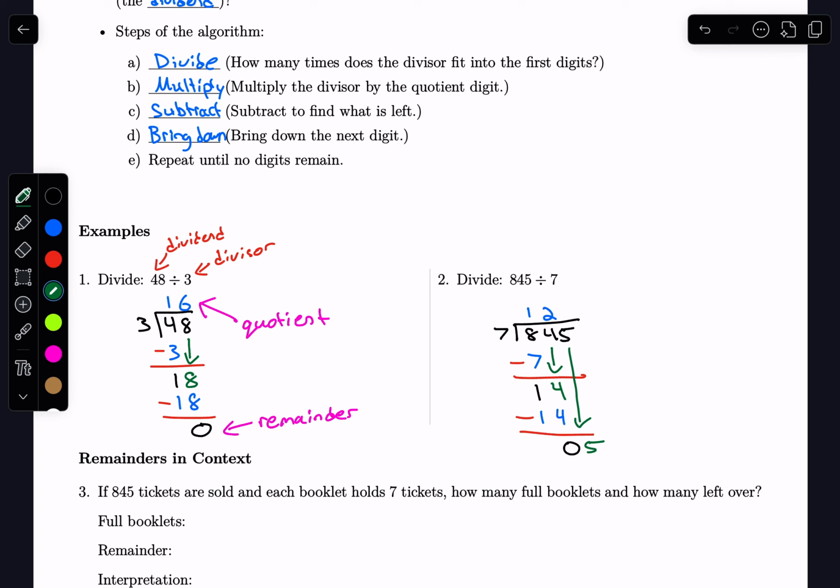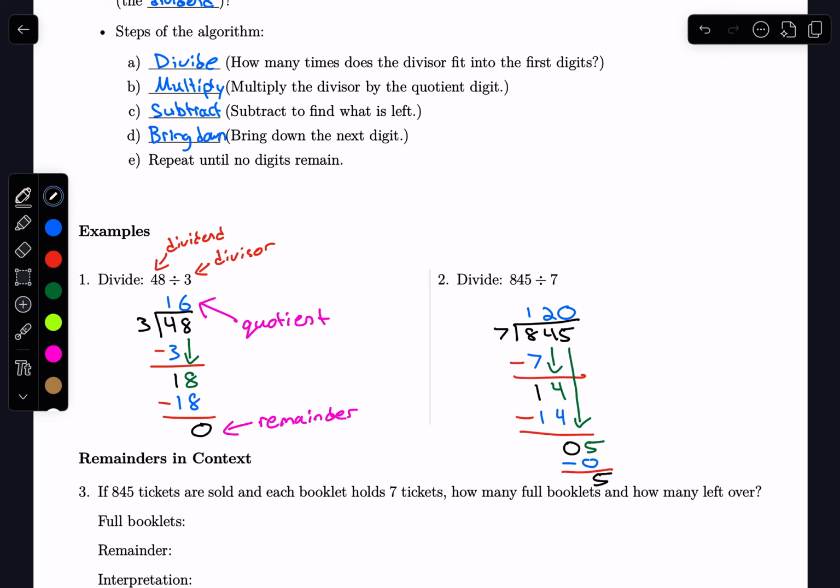Now, because there's a 0 in front of the 5, I can essentially just ignore the 0. But I'm going to ask myself, just like before, how many times does 7, the divisor, go into whatever is written down here? So 7 goes into 5 0 times. Since 7 does not go into 5, I'm going to write a 0 up top. And then when I do 0 times 7, that is 0. So I'm going to subtract 0 down below. And that gives me a result of just 5.